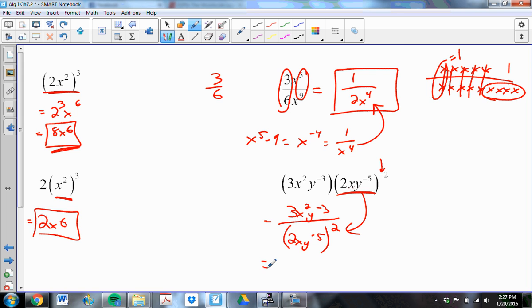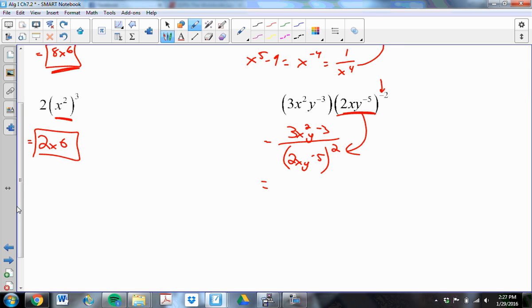Now I'll keep going. I'm going to simplify parentheses first, so I deal with this power. So I'll have 3x squared y to the -3rd over 4x squared y to the -10th. And that should be 4x to the 4th, actually, excuse me. Now the parentheses are all gone, and I've dealt with all the major powers affecting everything.